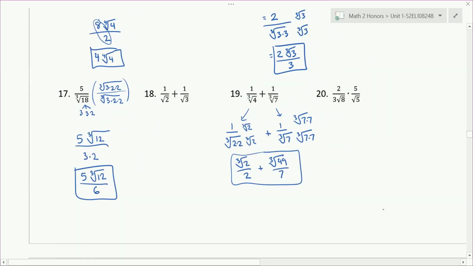And those are the odd problems. That was the homework assignment that I had assigned to you. So hopefully you did well. Tonight's homework is to do all the evens.